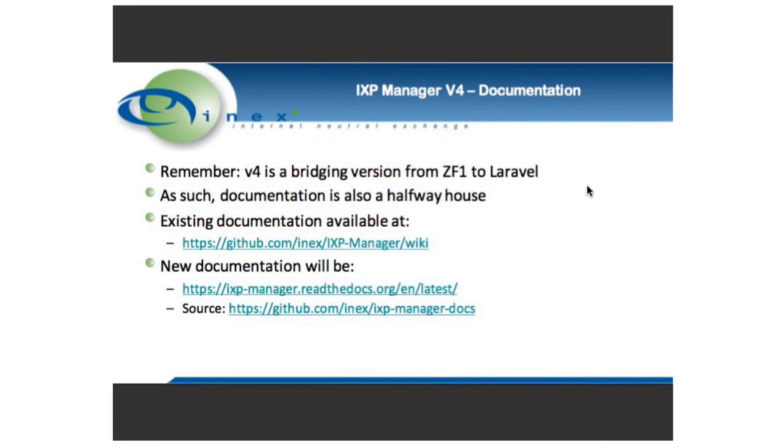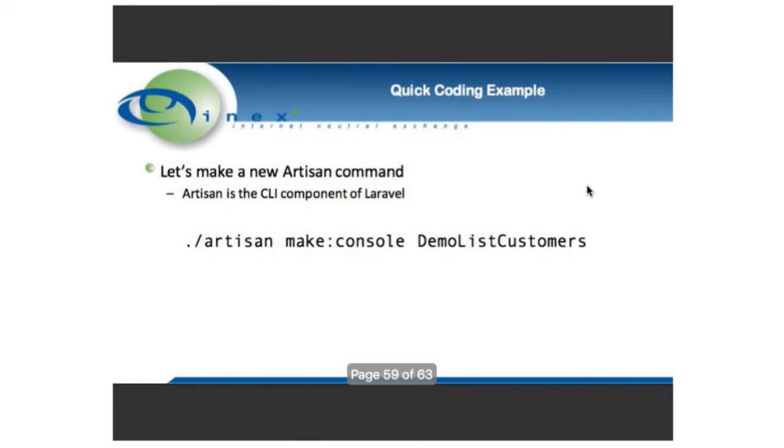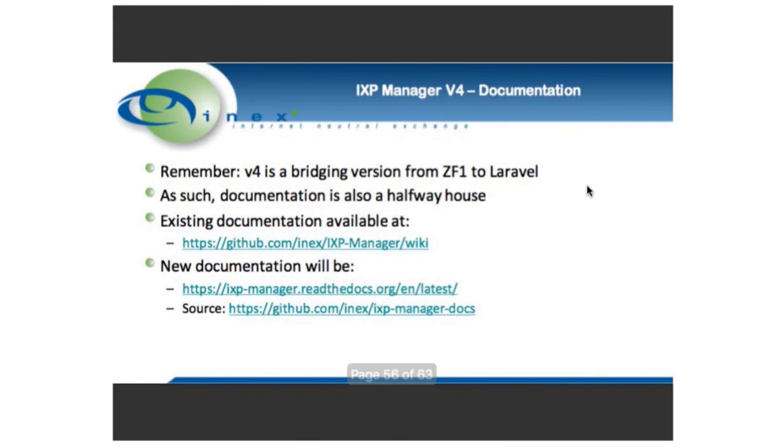Let me just see if there's anything else before I go back. Yeah, so this is actually the last page. I'll leave this one up when I'm finished. So just remember that V4 is a bridging version from Zend Framework 1 to Laravel. So at the same time, documentation is a little bit of a halfway house, right? We've been using the wiki, the GitHub wiki, up until now. It doesn't scale well for decent documentation. There's no cross-referencing. If you change your page name, you lose all your links. It's not really meant for that. So we started moving over to Read the Docs.